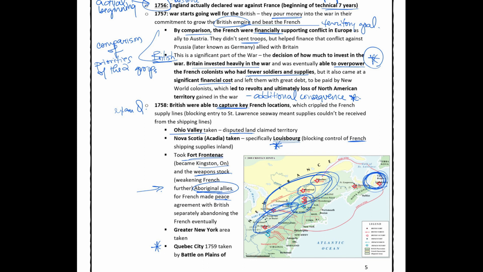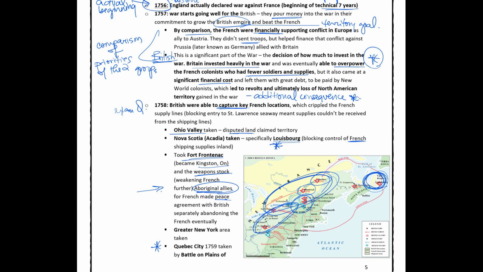So some of the key territories or locations that were captured from the French, there's a list of them here. This could be a great exam question as well, right? We talked about that Ohio River Valley. Both the French and the British believed that they had the rights to it. It was the territory in here, just west of the 13 colonies there. So the Ohio Valley was taken eventually by the British. The British were able to take Nova Scotia. Specifically, once they took that fortress of Louisbourg, they were able to block French supply ships.